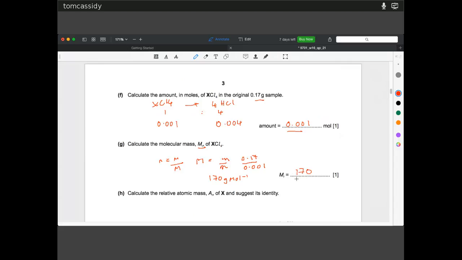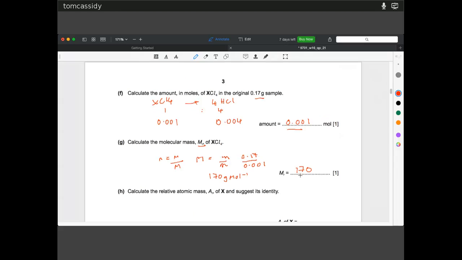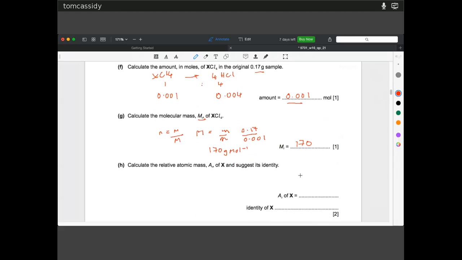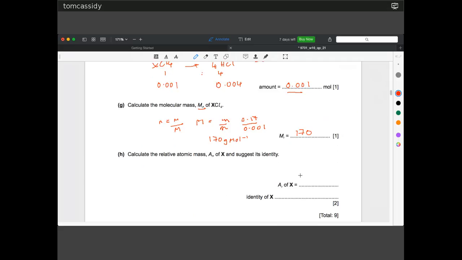So the relative molecular mass there is 170. Final step, we've got to calculate the relative atomic mass of X. Well, we've got a little calculation here: we've got X, we don't know its relative atomic mass. We do know that we've got 4 chlorines, and when we add all those together, we've got a relative molecular mass of 170.